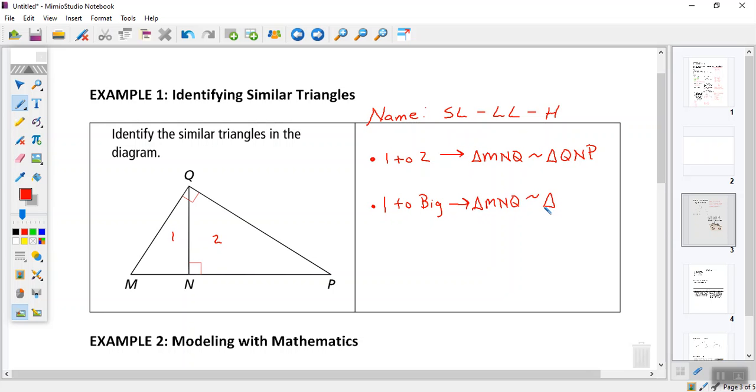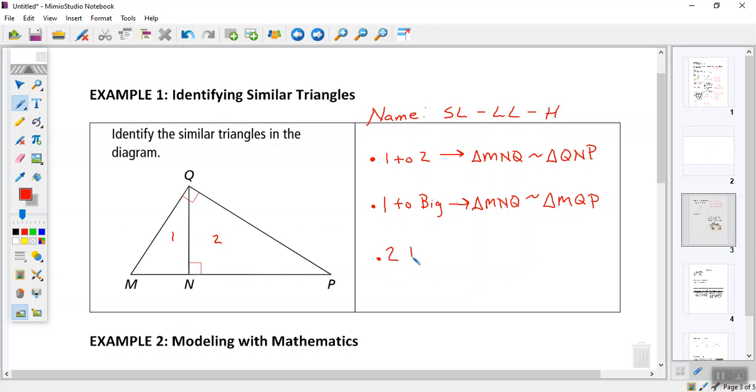Okay, we're in the big one now. What's the short leg there again, Hunter? M to Q. I just don't know what order yet, but then I want to go to the long leg after that. So the long leg in the big triangle is Q to P. So I'm going to say triangle M to Q to P. Guys, when you name triangles to compare them as similar triangles, do you understand what I'm saying about going in this order to keep things organized? Go short leg, long leg, hypotenuse when we're comparing them. Cool with that?